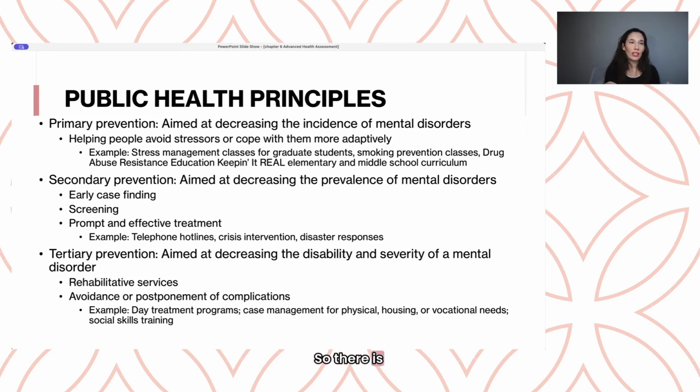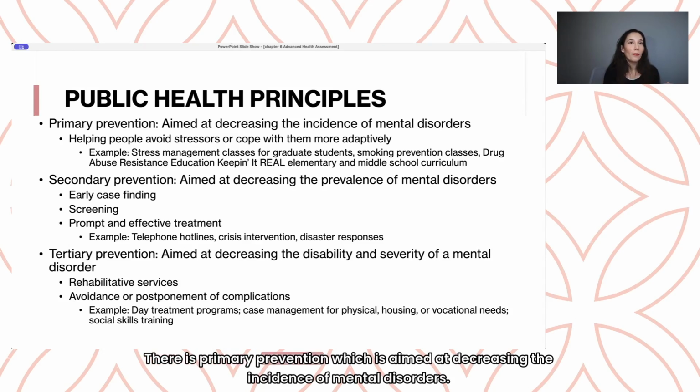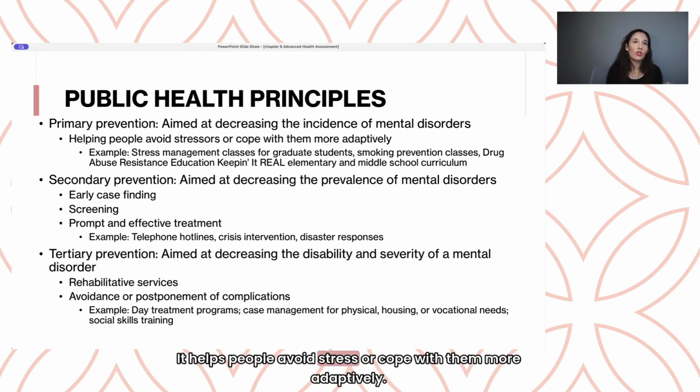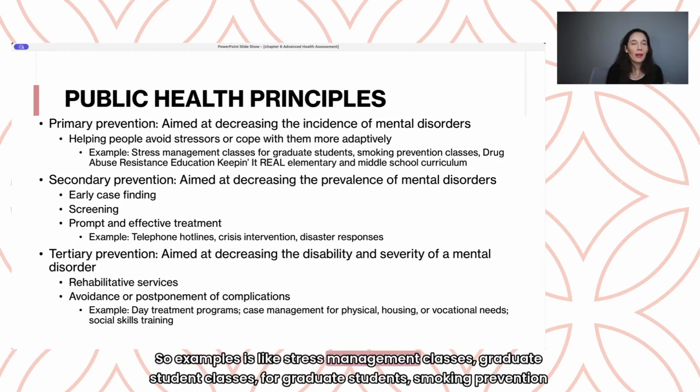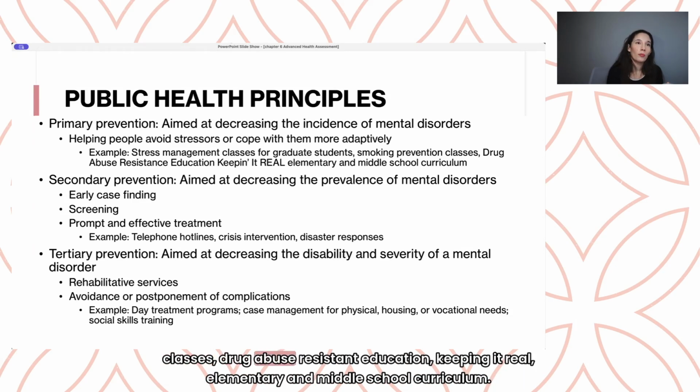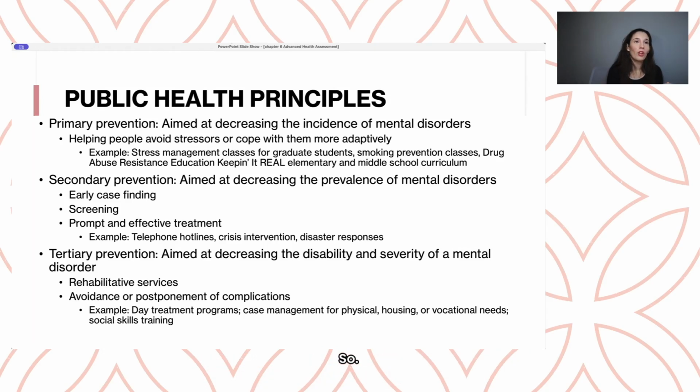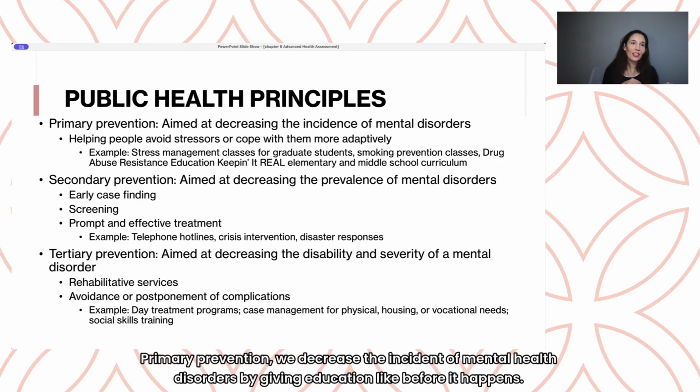Public health principles. So there is primary prevention. This is important to know. Primary prevention is aimed at decreasing the incidence of mental disorders. It helps people avoid stress or cope with it more adaptively. Examples are stress management classes, graduate student classes, smoking prevention classes, drug abuse resistance education, Keeping It Real, and elementary and middle school curriculum. So with primary prevention, we decrease the incidence of mental health disorders by giving education before it happens.